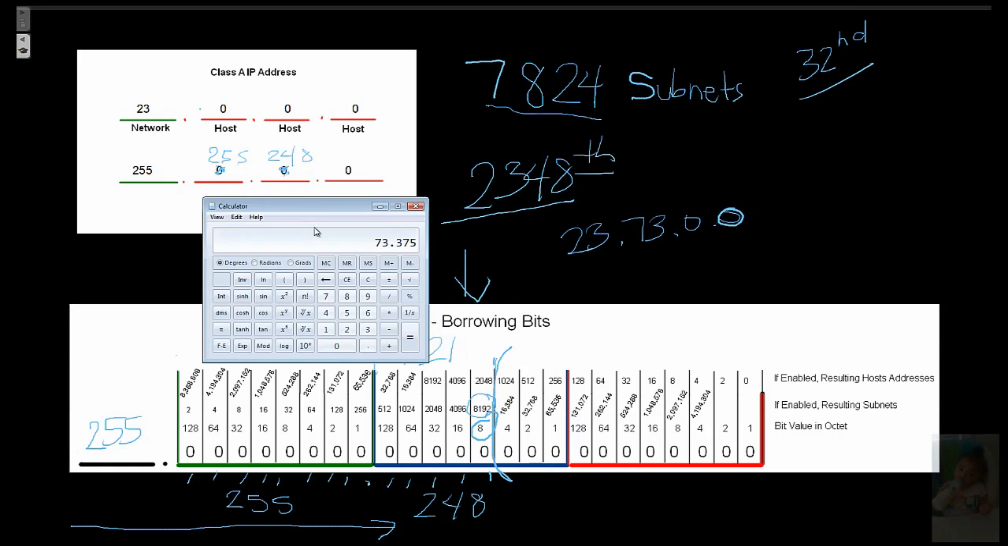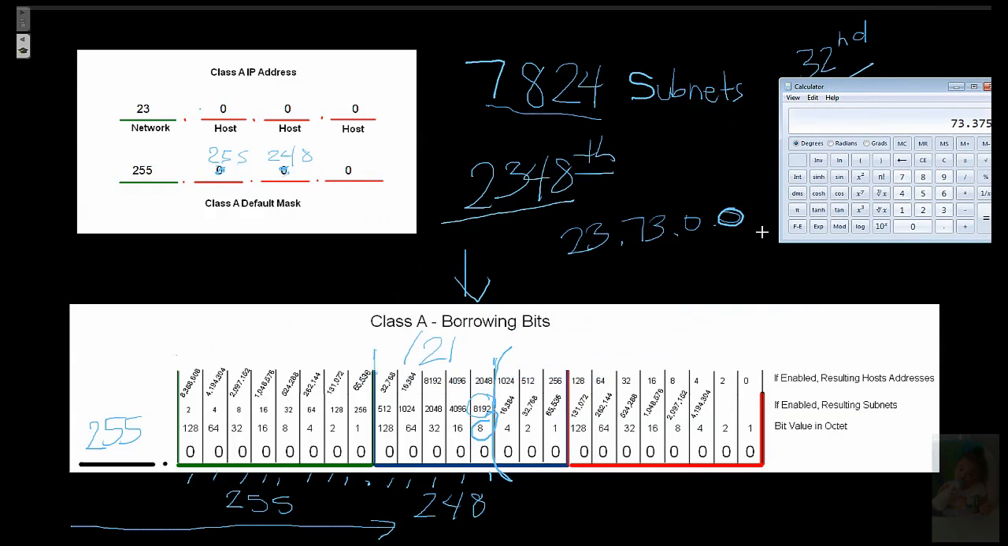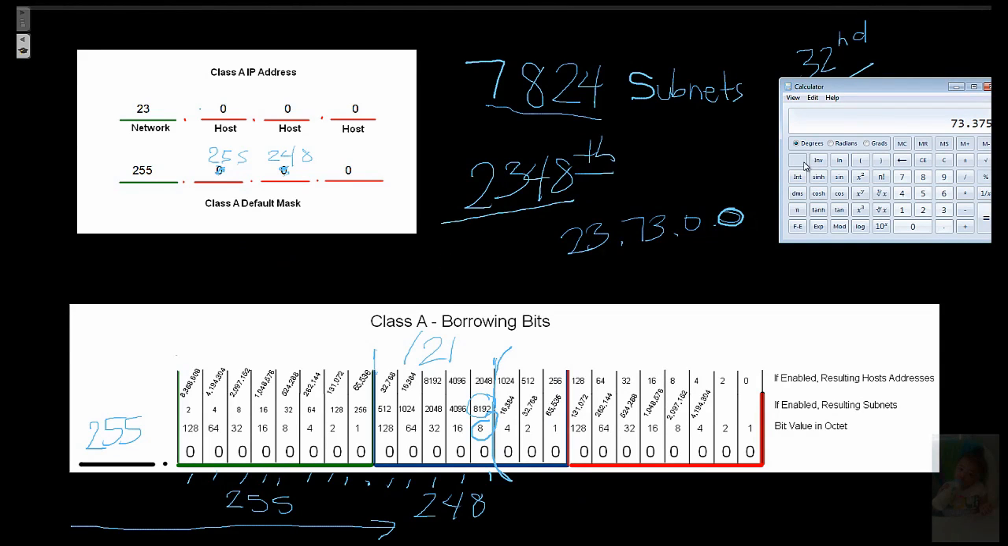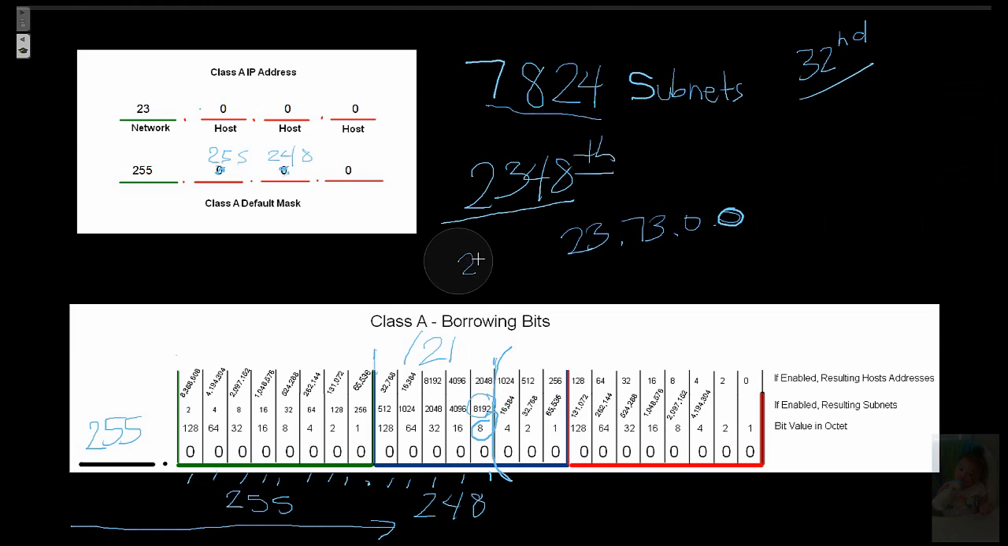So we're going to say 23.73.0.0 gets us into the ballpark. Now what we need to figure out is, okay, that's cool, but what network are we exactly at once we do that? Well, to figure that out, understanding that the 32 subnetworks here cause us to roll over once, multiply 73 times 32, and you're going to see that at this point we are at the 2,336 subnet.